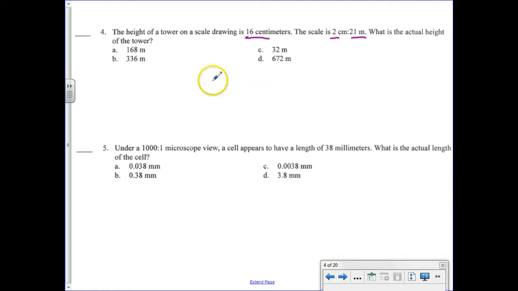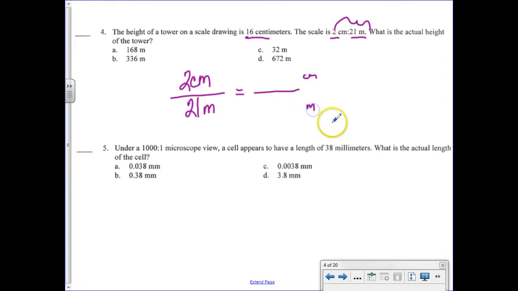Okay, so I know my scale. I'm given this right here. 2 centimeters represents 21 meters. I'm going to write it as a fraction, and knowing that, I put the centimeters on the top and the meters on the bottom. The other number that you are given, that piece of information, is 16 centimeters. That has to go in the numerator. This is what you don't know. All right, go to town.